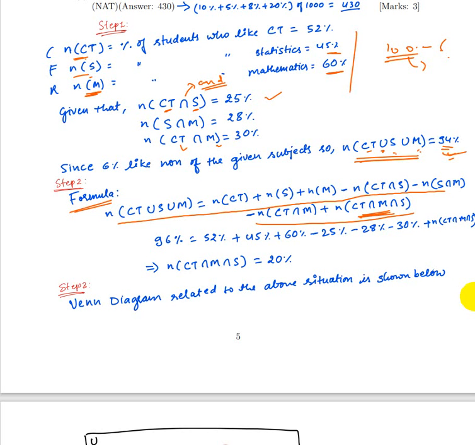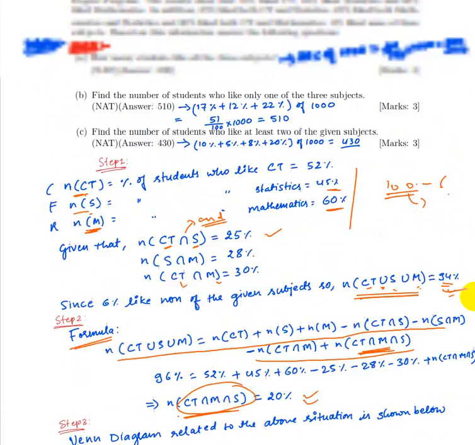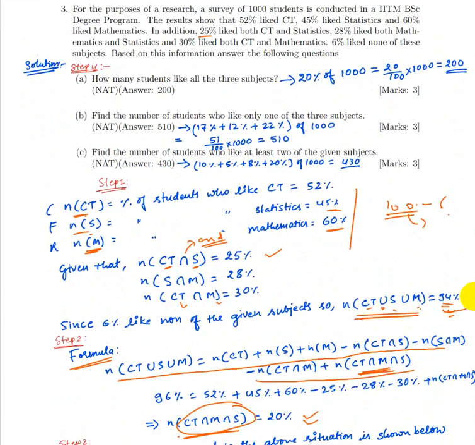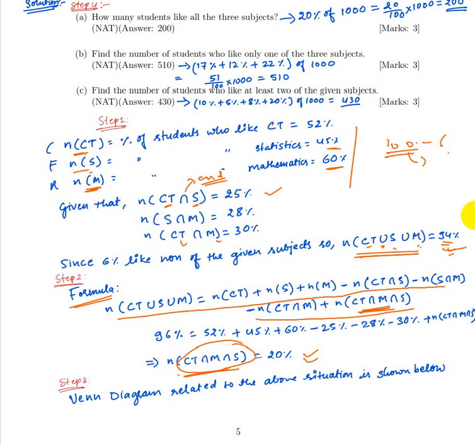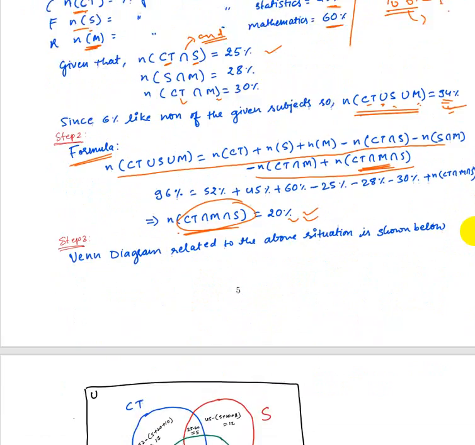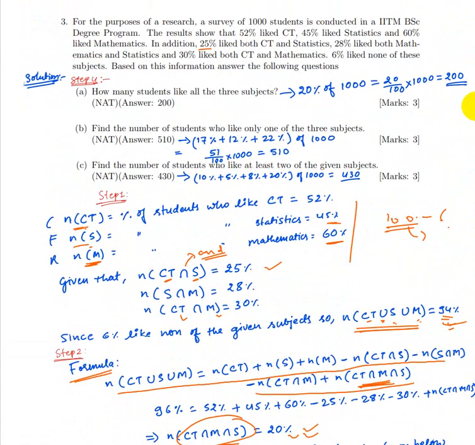So we are having CT intersection M intersection S as 20%. So this thing is denoting that the student likes all these three subjects, CT and M and S, statistics. Or the percentage of students who like all these three subjects. They have made a Venn diagram also, but I don't think it is needed here for this question A. Okay, so we just find 20% of 1000, which is 200. Okay, so this is solved.